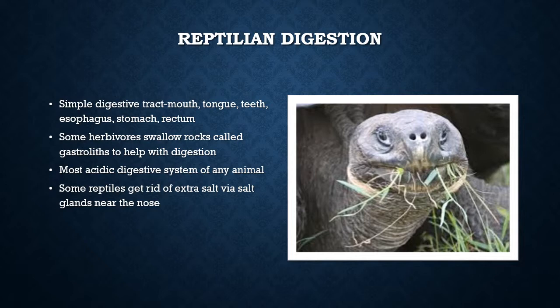They have the most acidic digestive system of any animal, and some reptiles even get rid of extra salt through glands that are near their nose. So sometimes you'll see on tortoises these white looking streaks, and those are just salt that's being excreted.